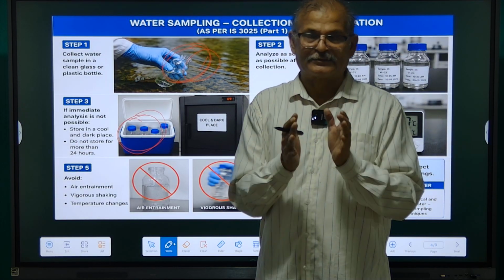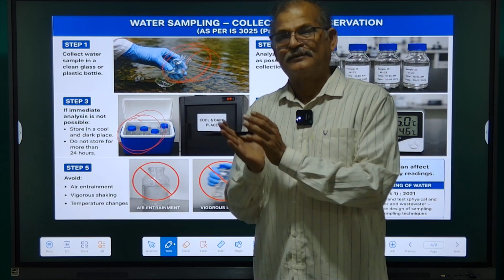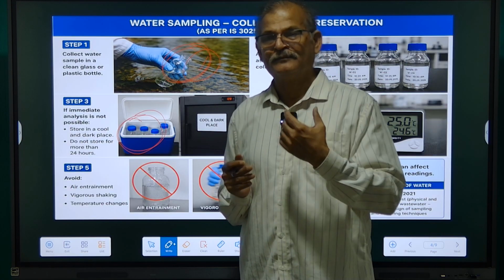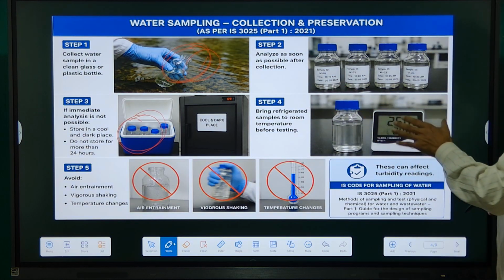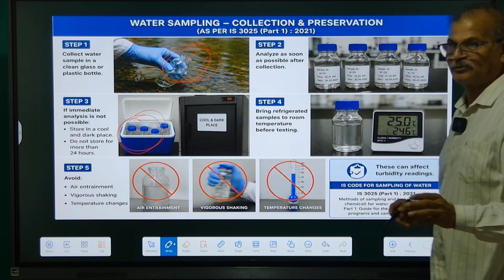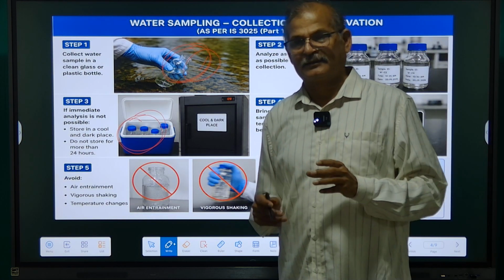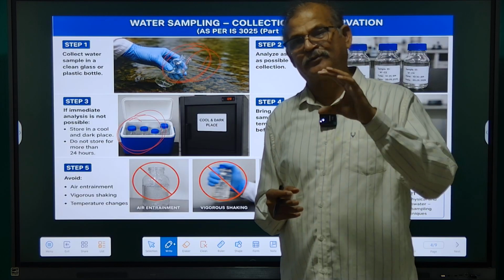But when we store it in a cool and dark place for the test, it should be brought to room temperature before testing. So this is how the test method is given step by step. We should not shake the sample vigorously, but we should shake it before testing.